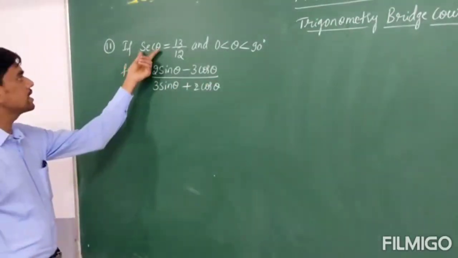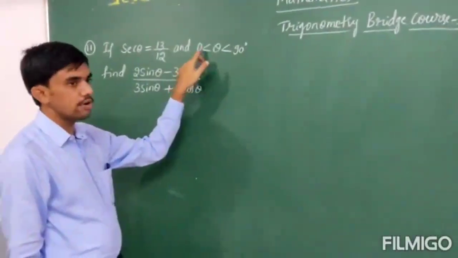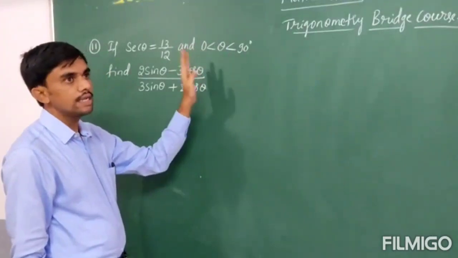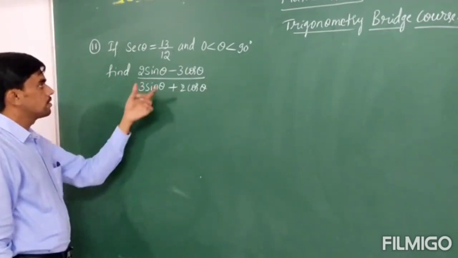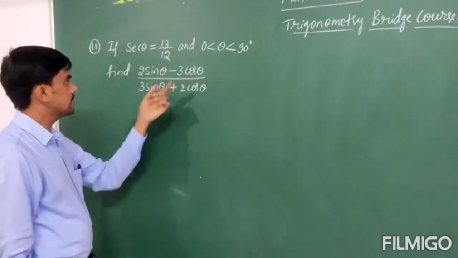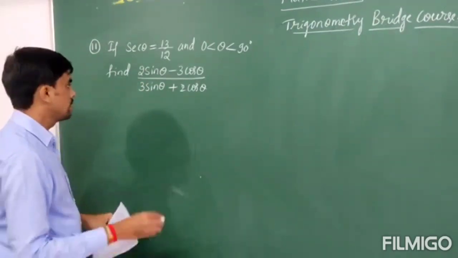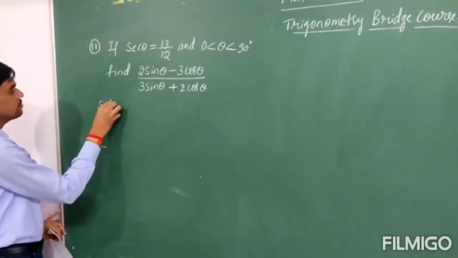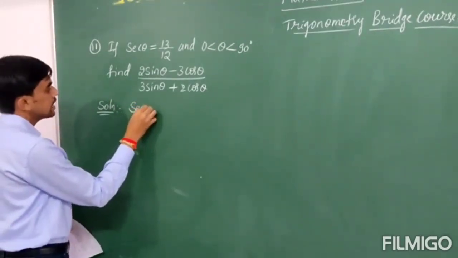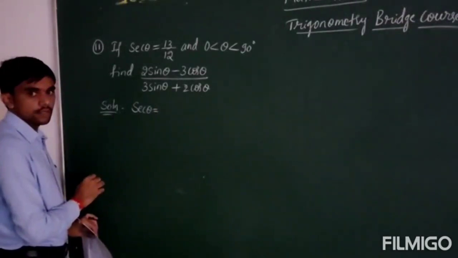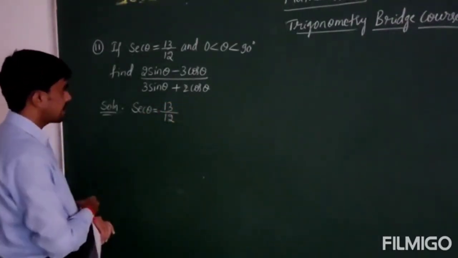They have given that secant theta is 13 by 12 and theta lies between 0 and 90 degrees, which means theta is in the first quadrant. We have to find the value of (2 sin theta minus 3 cos theta) divided by (3 sin theta plus 2 cos theta). The solution: secant theta is equal to 13 by 12.